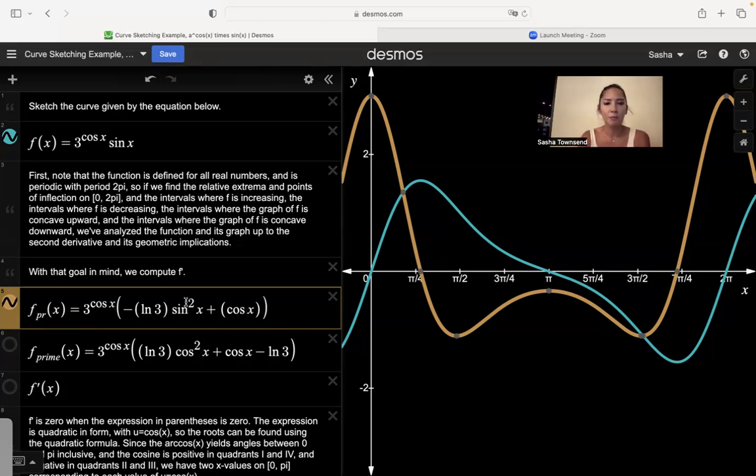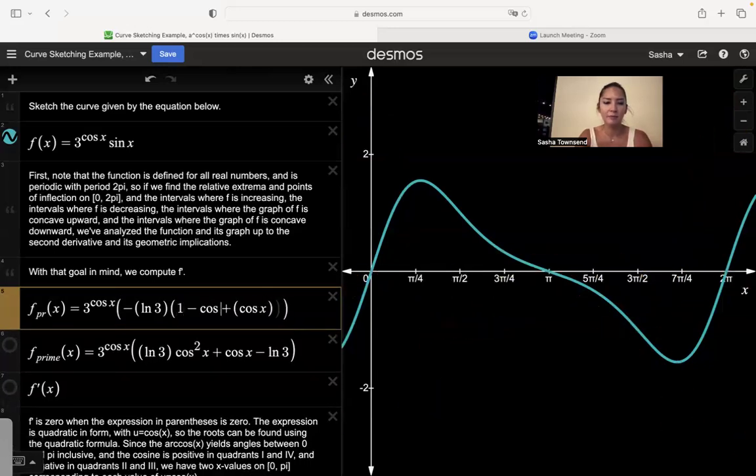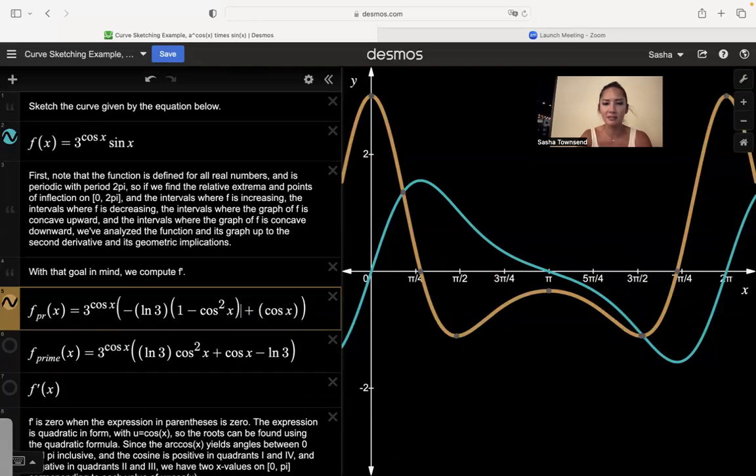But the way I want to think about it is I would like to think of this as a polynomial in cosine. So what I do is I replace my sine squared with 1 minus cosine squared x, because sine squared plus cosine squared is 1, and then I distribute this negative natural log of 3 to all of the terms. I have negative natural log of 3 times 1. That's my constant term. Then I've got a positive natural log of 3 times cosine squared as my sort of ax squared term. And then my middle term is just cosine of x.